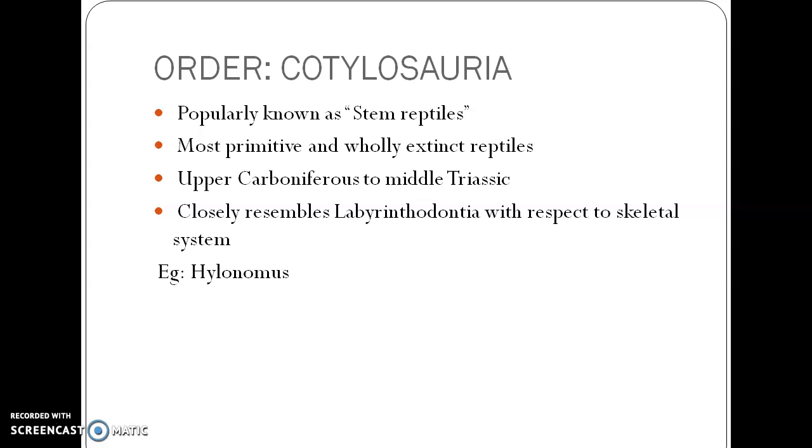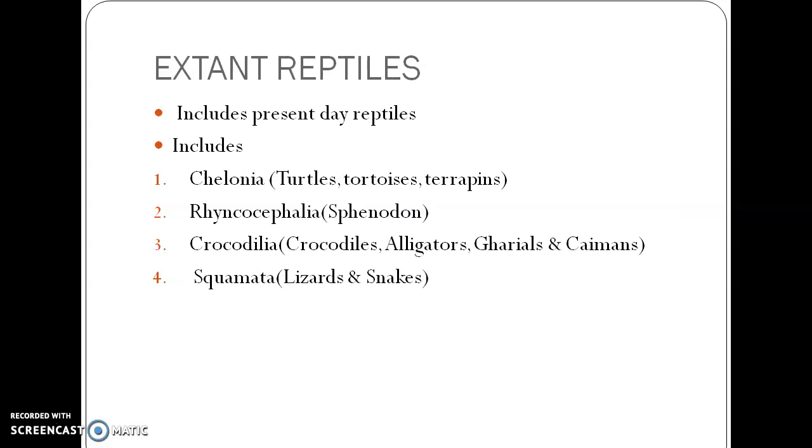They are known to have existed mainly in the Carboniferous to Middle Triassic period. Structurally, most of the salient features closely resemble the labyrinthodonts, mainly in the skeletal system. The concerned example under this order is called the Hylonomus.